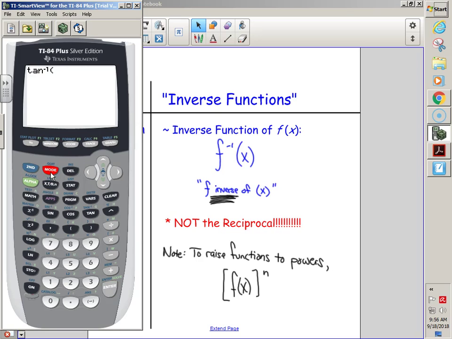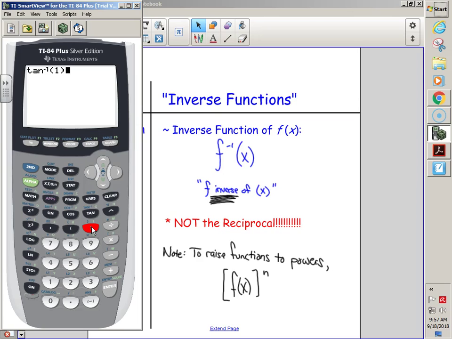Okay, do tangent inverse of 1. And then I also want you in another operation to do 1 divided by tangent of 1. So tangent inverse of 1 and then 1 divided by tangent of 1. Does that make sense? Okay. Everybody peek at the calculator though. So what's the answers? Are they the same? No? So inverse doesn't mean reciprocal?